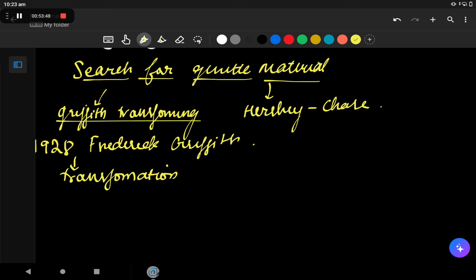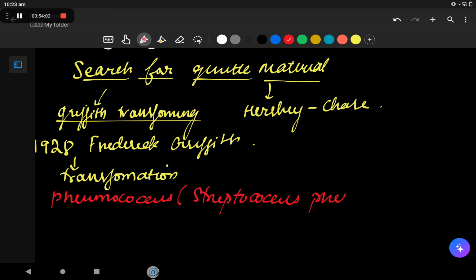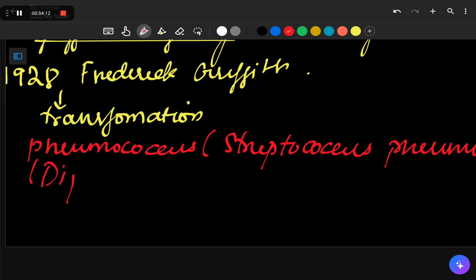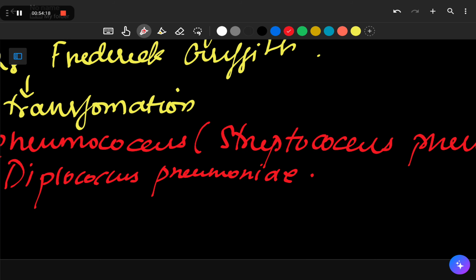In Griffith's experiment, he used two strains of pneumococcus. Pneumococcus, another name is Streptococcus pneumoniae, or we can also call it Diplococcus pneumoniae. I told you already, right? These are bacteria which infect mice. Type 3 S, smooth, was virulent, and type 2 R, rough strain, was non-virulent to the host. The R strain did not have the protective capsule, so it was defeated by the host immune system.